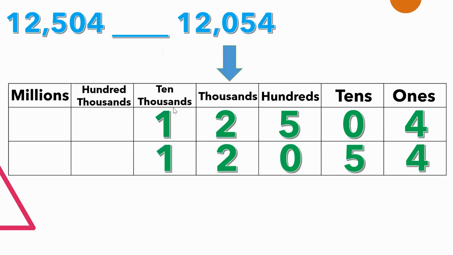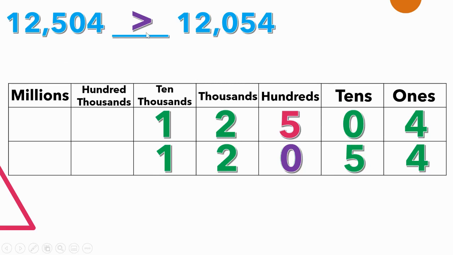We're going to move on to the thousands place. Once again, the same digit 2 is in both numbers in the thousands place. So as of right now, the value of both these numbers are equal. Let's move on to the hundreds place. Here we have 500s and 0 hundreds. 500s is bigger than 0 hundreds. So that means our first number is greater than our second number. 12,504 is greater than 12,054.